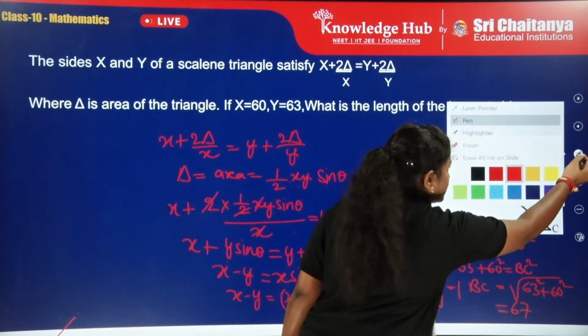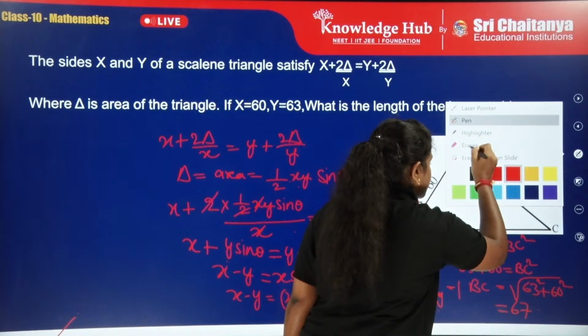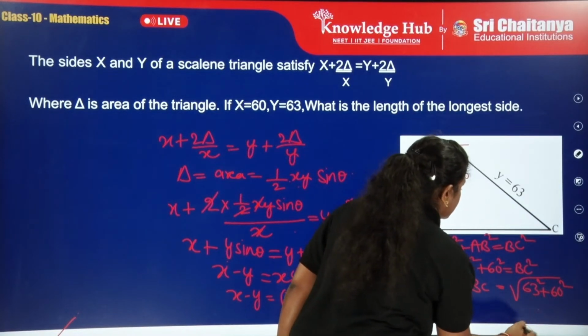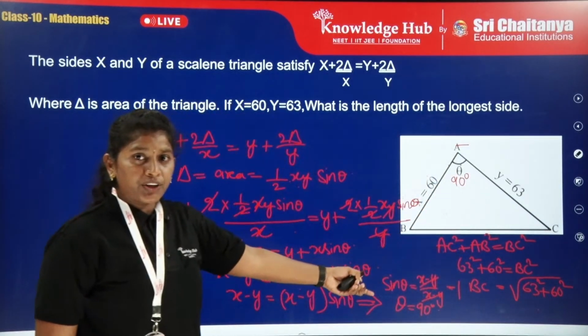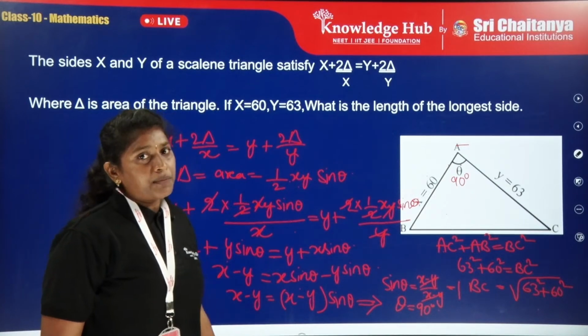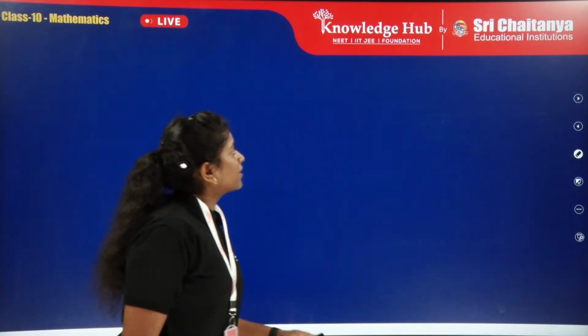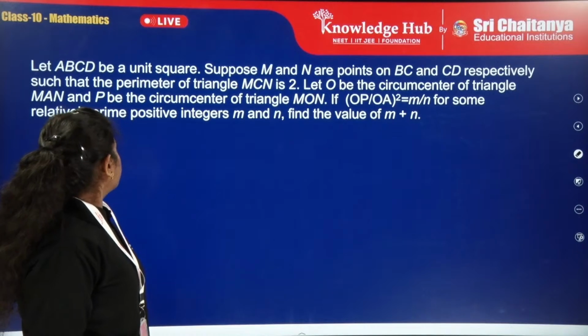Okay, fine. So just comment the answer for BC in the comment section, on simplifying root of 63 square plus 60 square. Okay, moving to the next one.